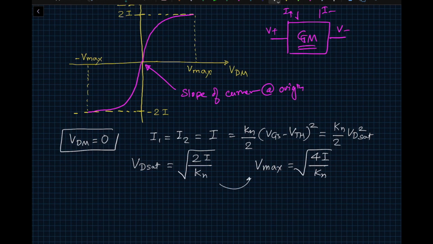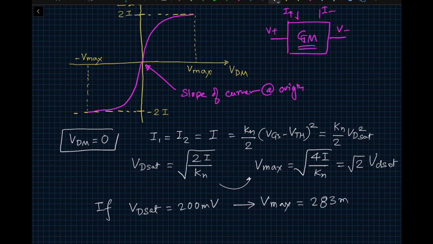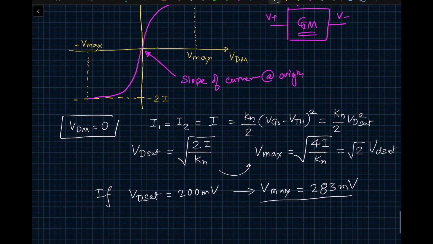If you compare these two, you can tell that Vmax is actually equal to square root of 2 times VDSAT. This is an important result. If you choose the diff pair with a certain current and certain W by L ratios, and let's say your VDSAT value is 200 millivolts, pick a number, then my Vmax, the differential pair input voltage, is going to be equal to root 2 times that, which is 283 millivolts. When I apply VDM equal to 283 millivolts, you would have a complete switch of the current.